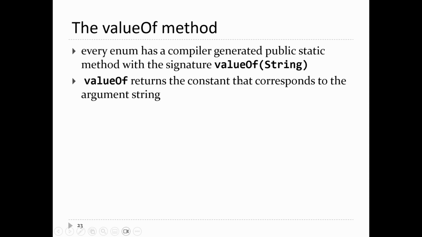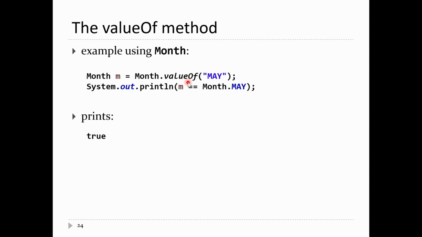What else do you get? You get valueOf. You get a static method called valueOf that lets you convert a string to one of your constants. That's also pretty handy. So I would like the Month object corresponding to the string all caps MAY. Month.valueOf("MAY") gives you back the month May. You can test if they're equal, and they are. So this lets you automatically convert strings to their corresponding enumeration constant. The string that you pass in here matches the name of the constant.